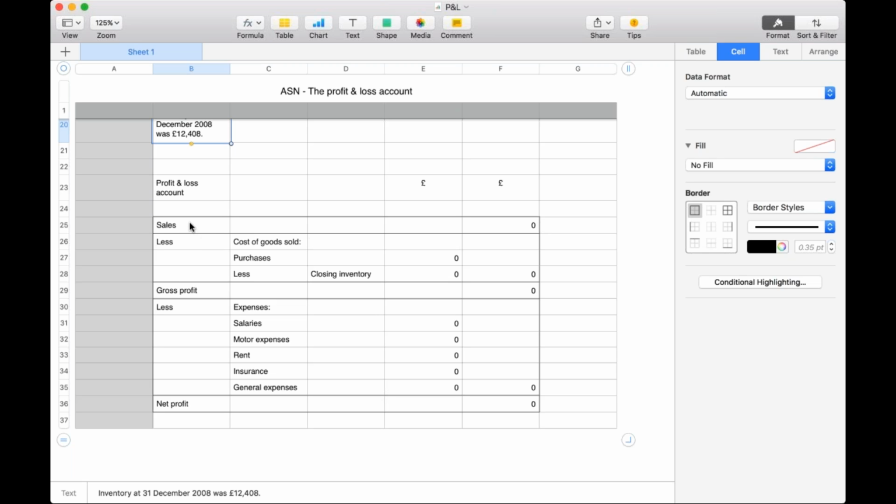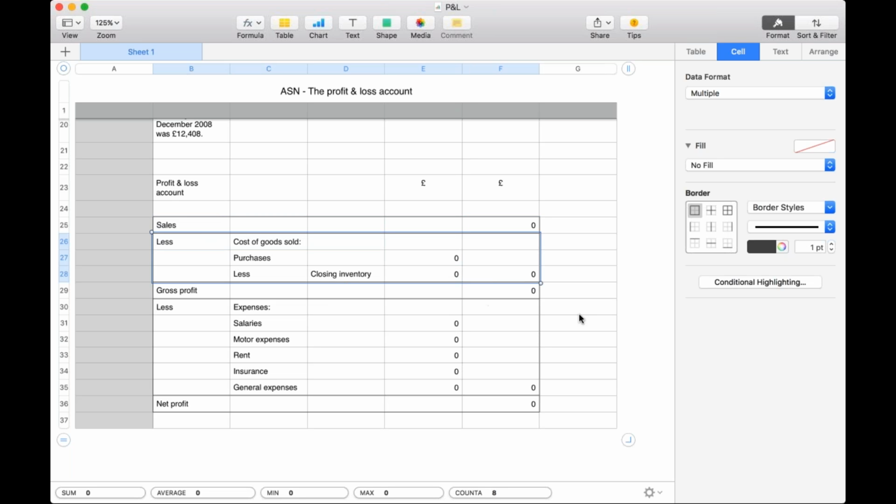So the first section of the profit and loss is going to be the sales. So that's the money that we've had in, the income for the business, which is always first. So I've just got that in a separate box there, as you can see. Now in our next box, which is here, it's going to be cost of goods sold. So that's the sort of first expense section, if you like, in the profit and loss.